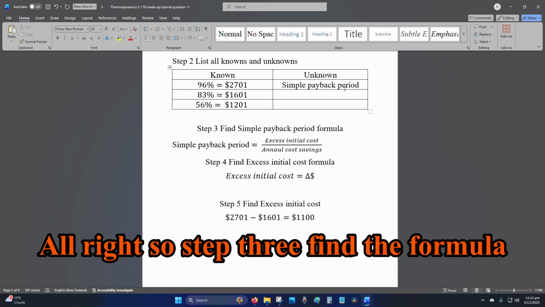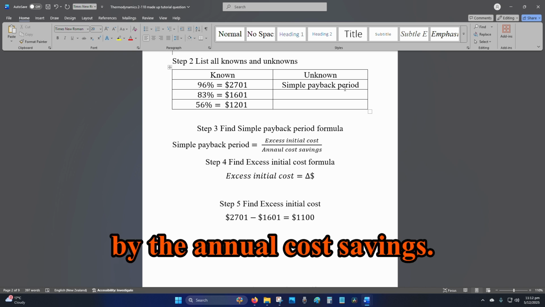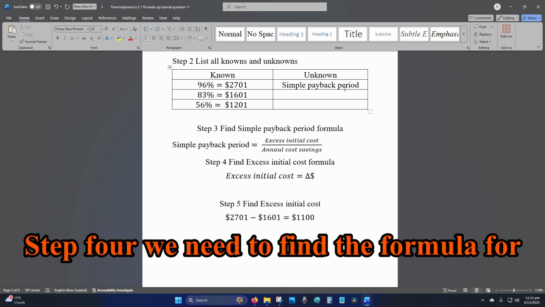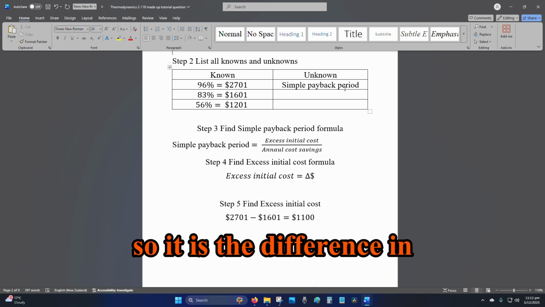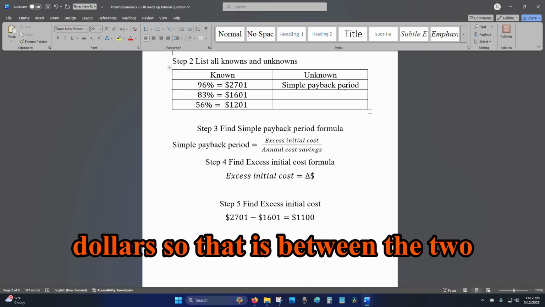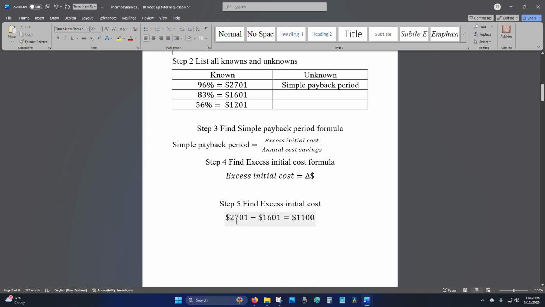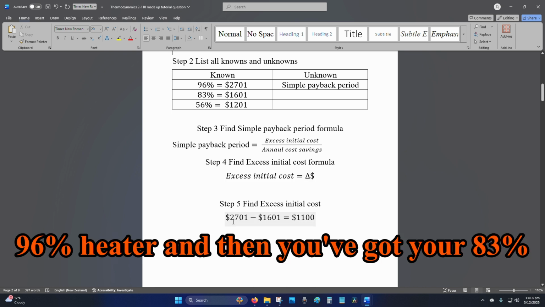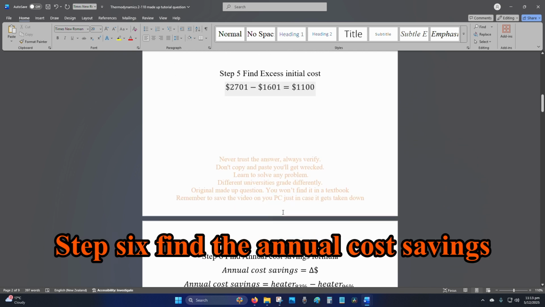Alright, so step 3, find the formula. So it is the excess initial cost divided by the annual cost savings. Step 4, we need to find the formula for the excess initial cost. So it is the difference in dollars. So that is between the two heaters. So you've got your 96% heater, and then you've got your 83% heater. So the difference is $1,100.